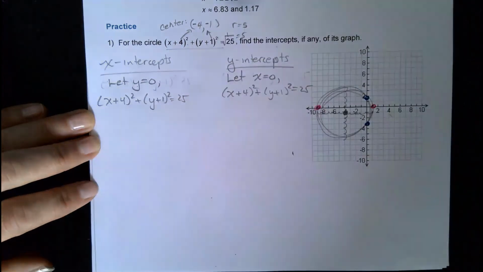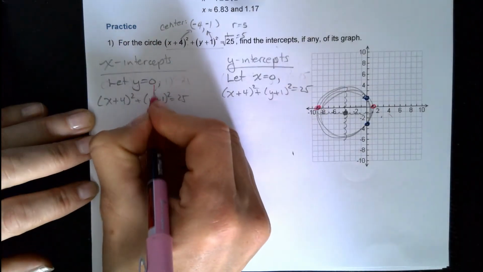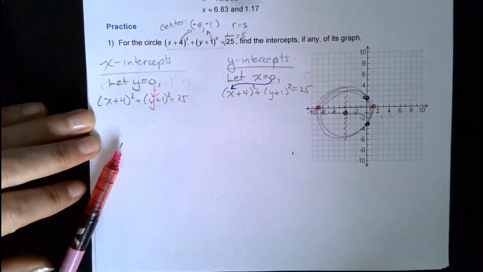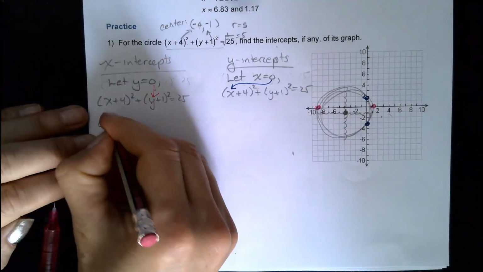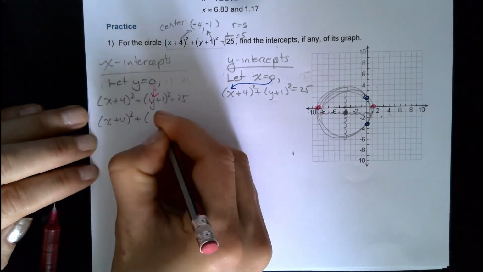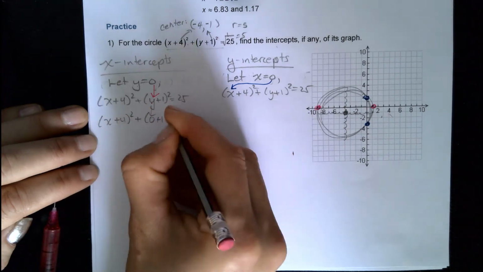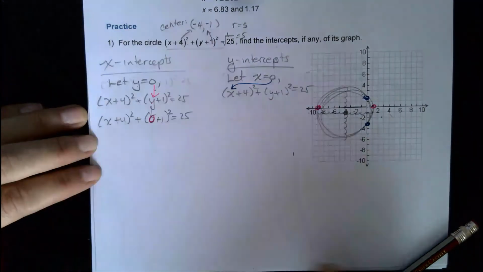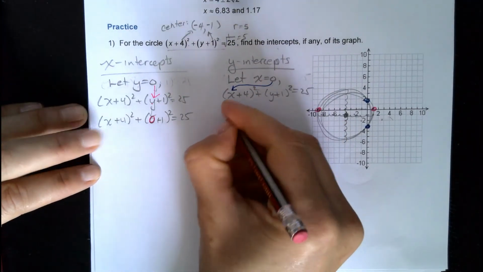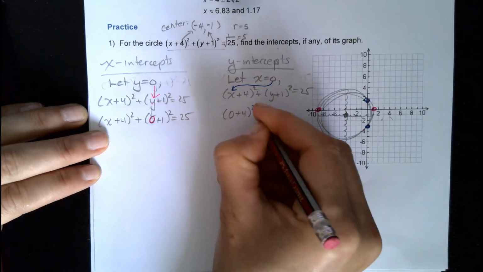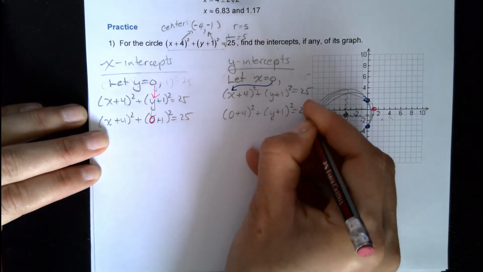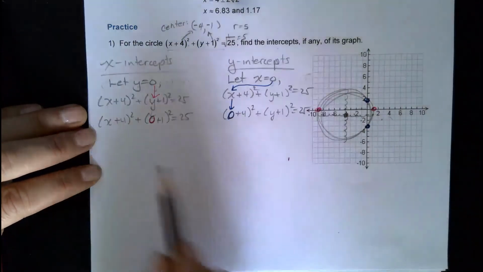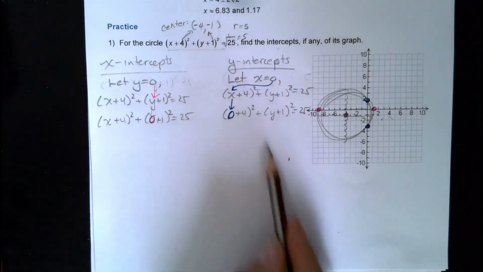Okay, so now wherever the y is, I'm going to put a 0. And wherever the x is, I'm going to put a 0. So here, that y, I'm putting a 0 there. See? There's my 0. Now this one, I'm going to put a 0 where the x is. So you can see it's the same. Both ways, it's the same. So now we're going to solve for x, then we're going to solve for y.